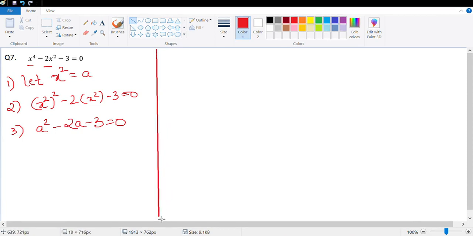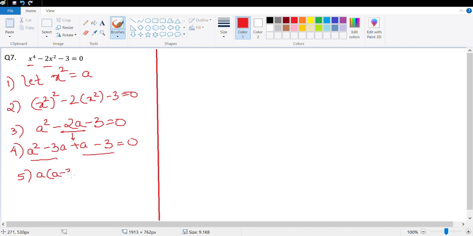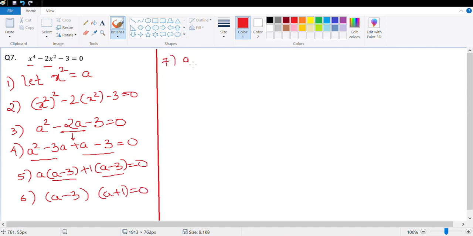Now I need to find factors of negative 3, the sum of which will be negative 2. So that would be negative 3 and plus 1. Yes, that's correct. So this will be a square minus 3a plus a minus 3 is equal to 0. I split negative 2a as negative 3a plus a. Grouping it the way I have underlined, what we have is a times (a minus 3) plus 1 times (a minus 3) is equal to 0. A minus 3 is common. This gives us (a minus 3) times (a plus 1) is equal to 0, which means a minus 3 is equal to 0, or a plus 1 is equal to 0. This gives us a is equal to 3, or a is equal to negative 1.